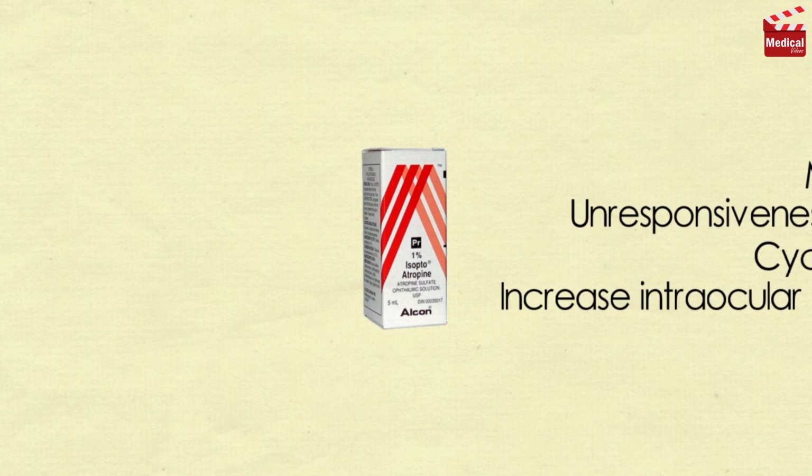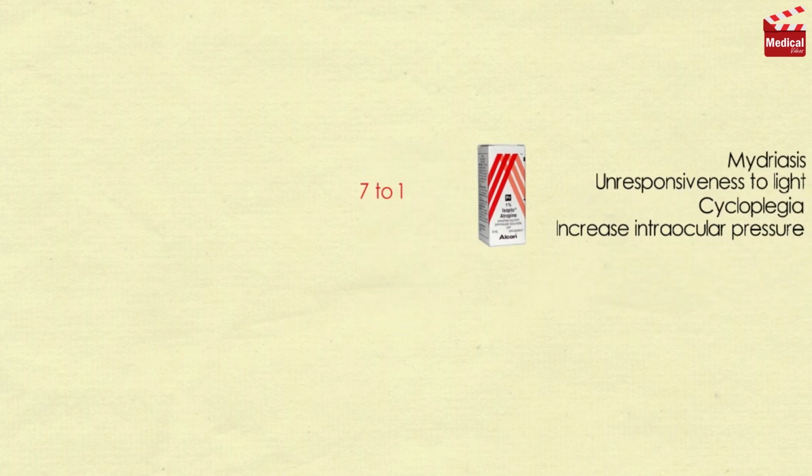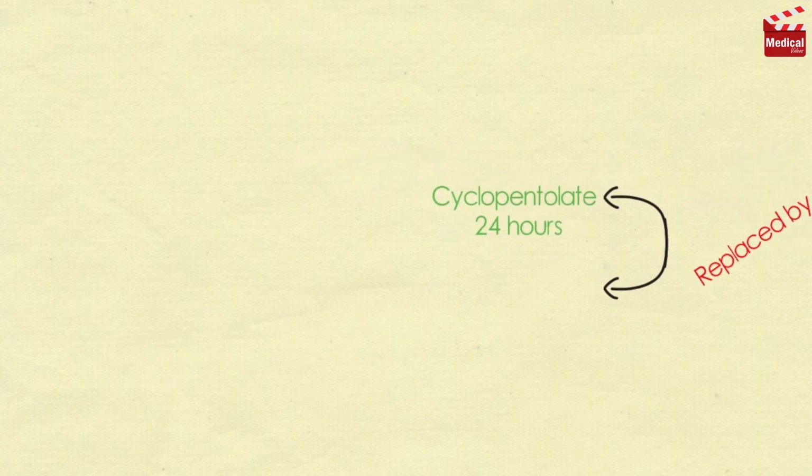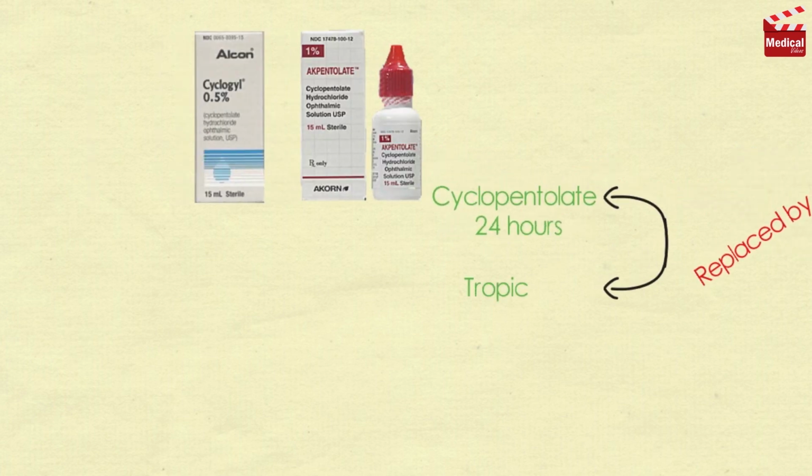But the problem is that it has a very long duration of action, about 7 to 14 days. So it has been replaced by shorter acting ophthalmic solutions such as cyclopentolate, which has about 24 hours duration of action, and tropicamide, which has about 6 hours duration of action.